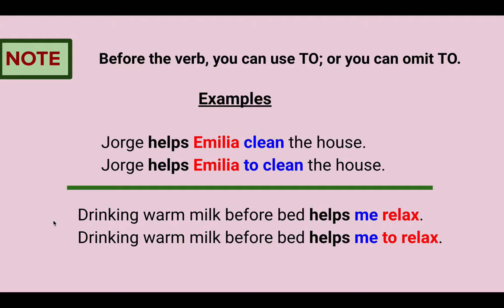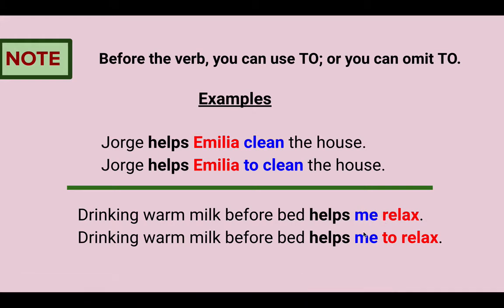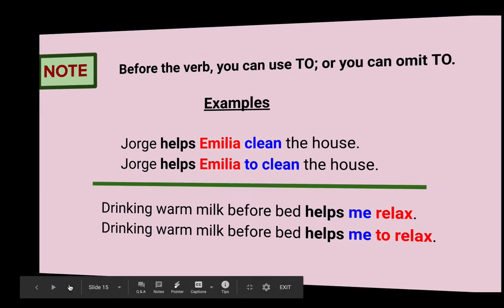The second example, drinking warm milk before bed helps me relax. So this one is the causative verb helps plus the object plus the base form. And the second example, drinking warm milk before bed helps me to relax. You can use the infinitive form as well. Again, the simple form helps me relax is used more often than the infinitive form helps me to relax. But they're both equally correct.